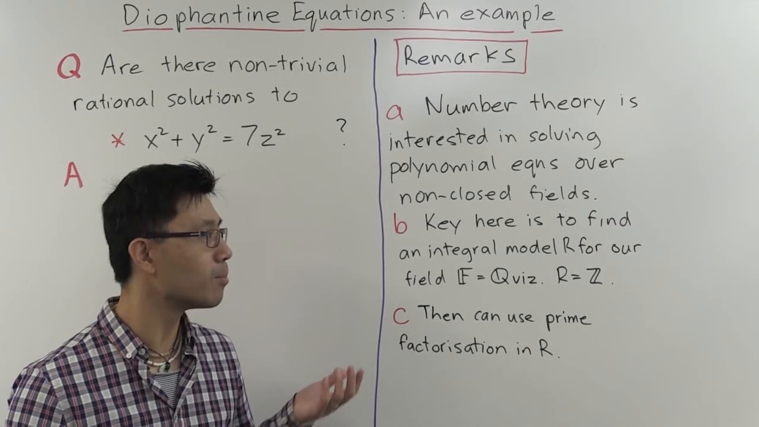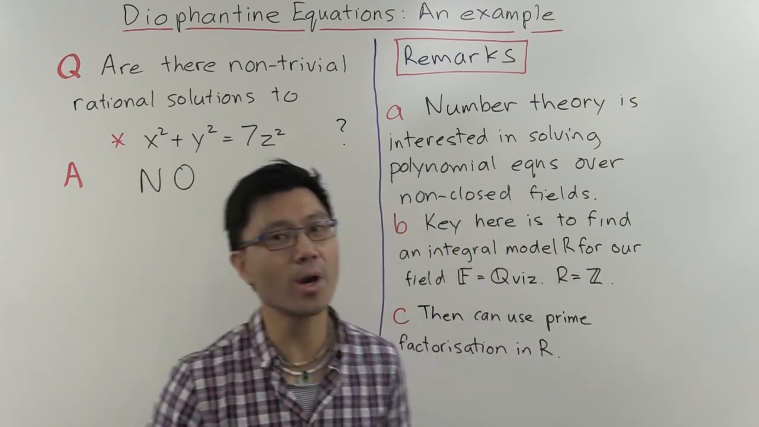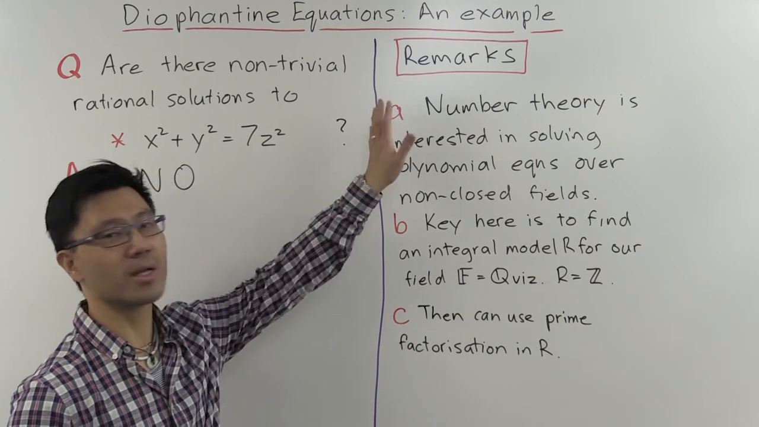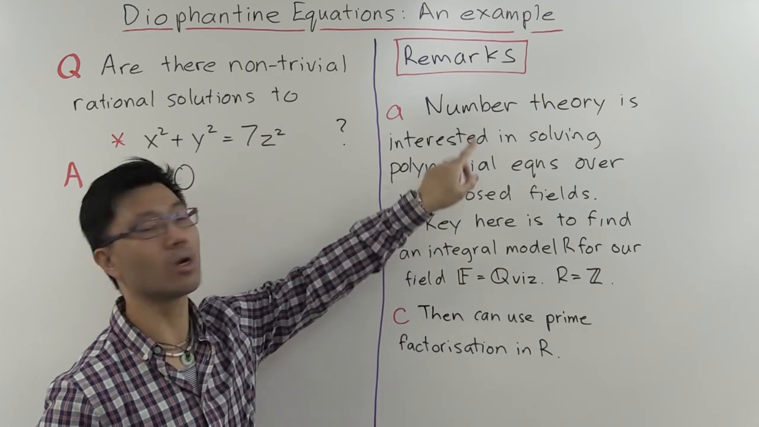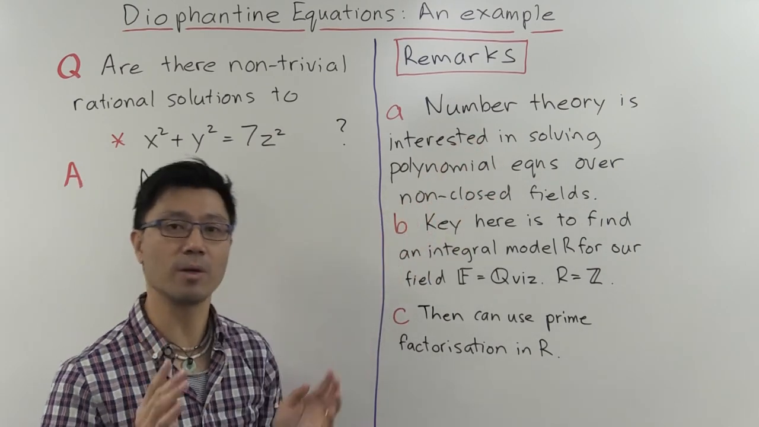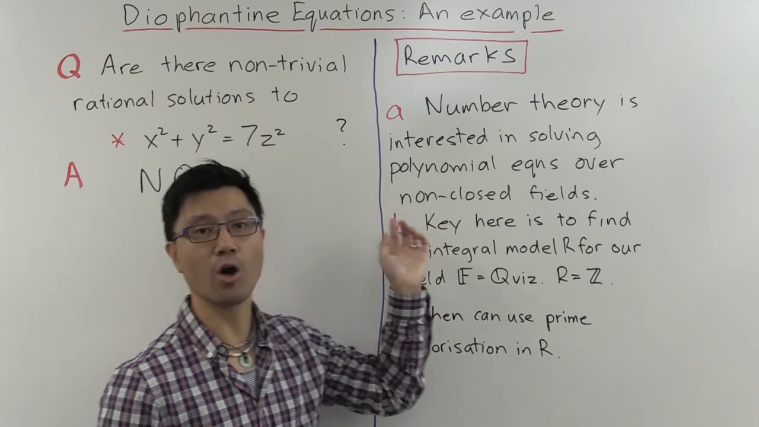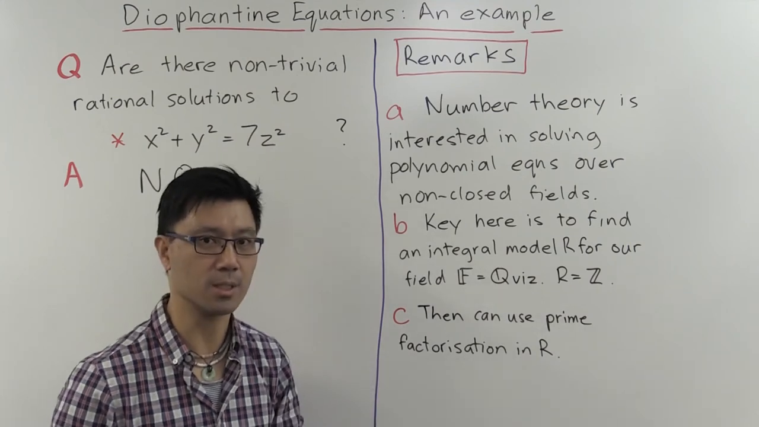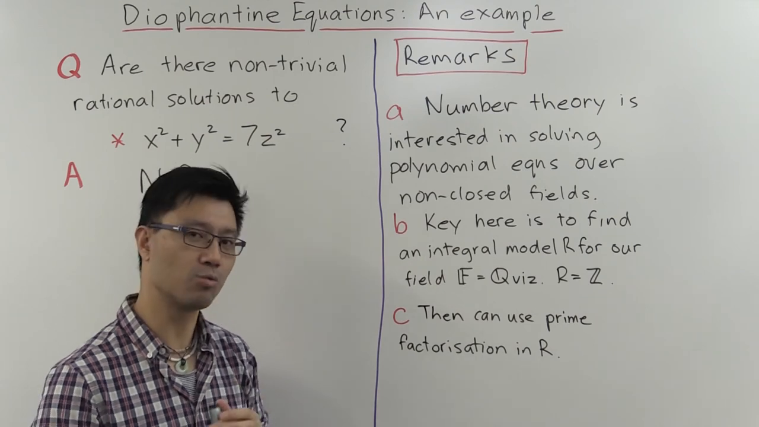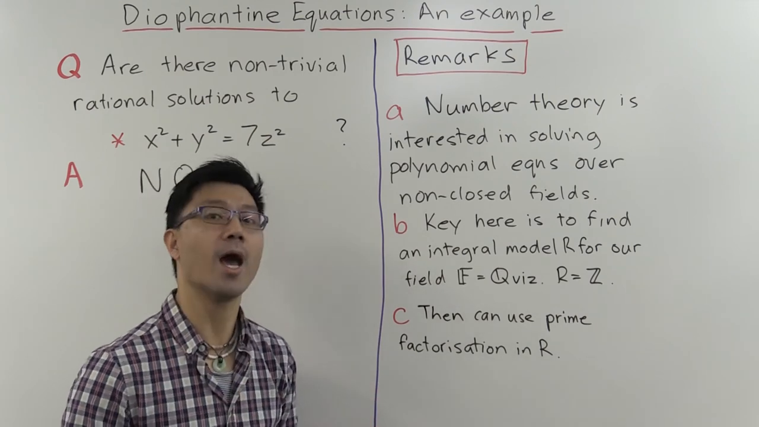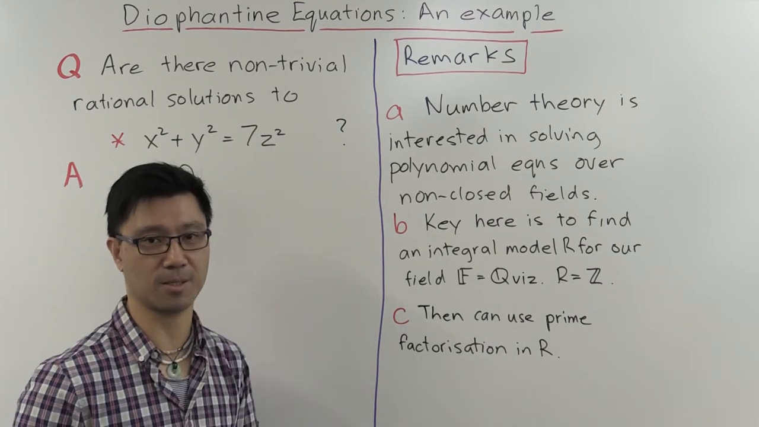So we should make some important remarks about this rather interesting example here. So firstly, as I mentioned, one of the main problems in number theory is solving Diophantine equations, which essentially means you're interested in solving polynomial equations, but you're looking for solutions over some non-closed field, such as the rational numbers. If you want to look at solutions over, for example, the complex numbers, then really you're in the realm of algebraic geometry, and you should be using more geometric techniques to try to answer that question.